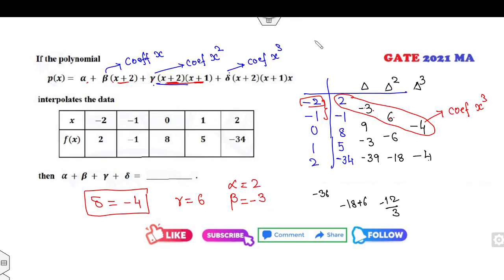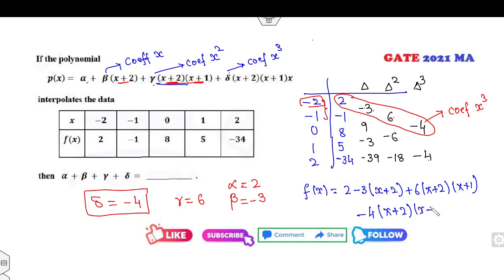If you write the polynomial corresponding to this case, what will be my polynomial? That's a constant 2 minus 3 (x plus 2), then plus 6 (x plus 2)(x plus 1), and minus 4 (x plus 2)(x plus 1)(x minus 0). So now you got all these values. You can find alpha plus beta plus all these values. So this is my 8, this is my -7. So the answer is +1, the correct answer.